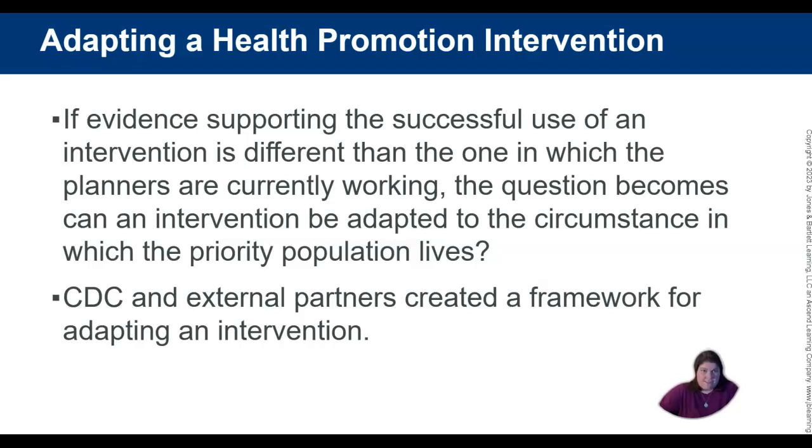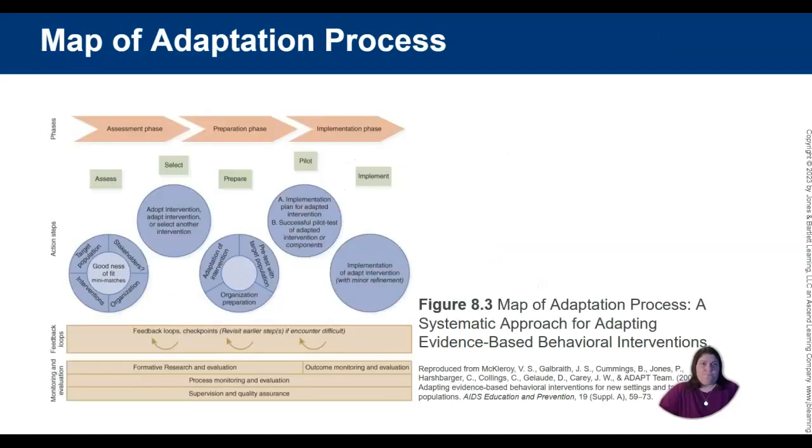And the Centers for Disease Control and Prevention and some of their partners have created a framework that you can use when adapting an intervention. So when you are looking at adapting an intervention, and this is figure 8.3 in your text, you want to use this as a guide. There are 3 phases in adapting. There's the assessment phase, your preparation phase, and your implementation phase. You've got action steps that are listed. So is this a good fit for your population, for your stakeholders, your organization, and so forth?